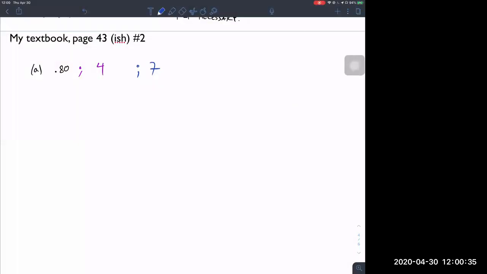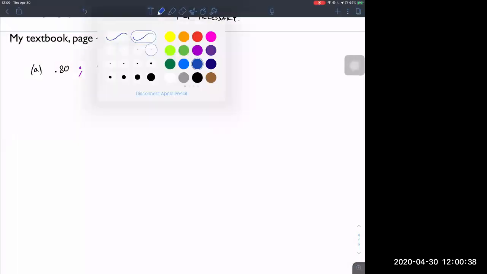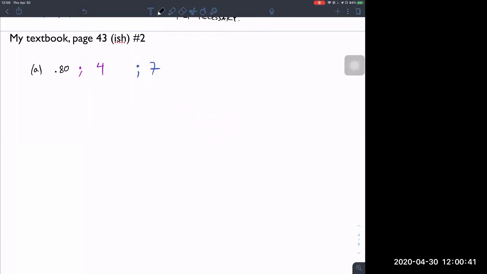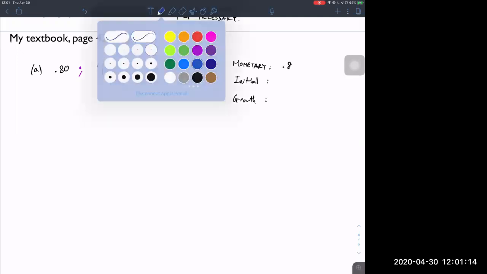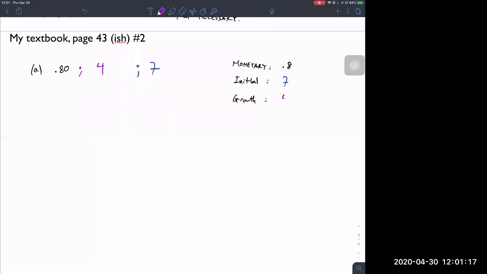So there's that. Now, before you even jump into an equation, you have to realize that there is some kind of monetary value. There's some kind of initial, and there's some kind of growth. What are those numbers? It's kind of like a matching game. Which of these 3 numbers on the left line up with one of these 3 on the right? Monetary is 0.80. Initial is 7. And the growth is 4.